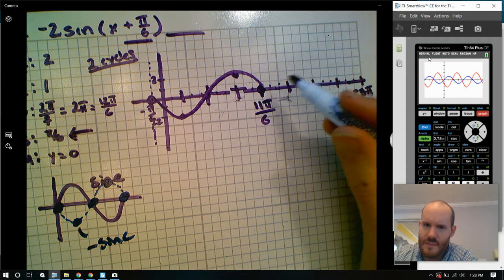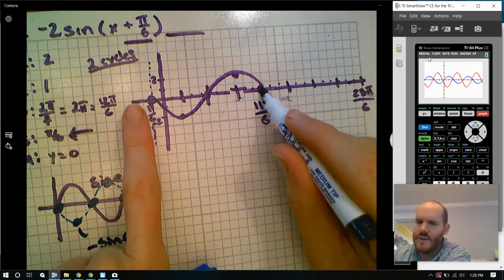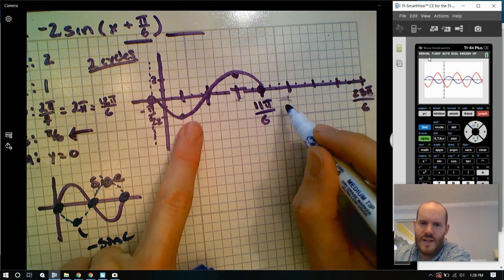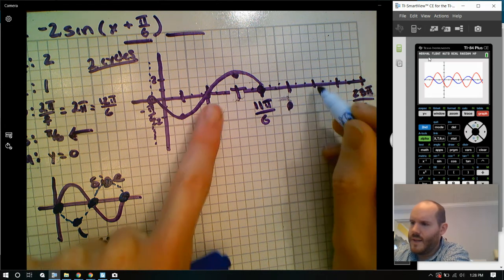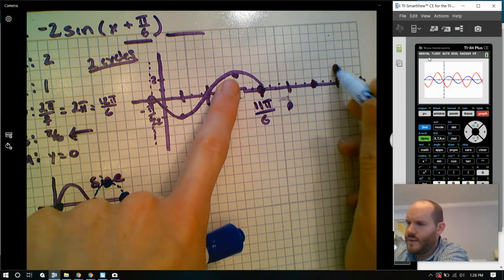If I want 2 cycles, I'm going to continue this pattern along its second period. So I have my point here, I have my next point, my next point, my next point, and my last point.